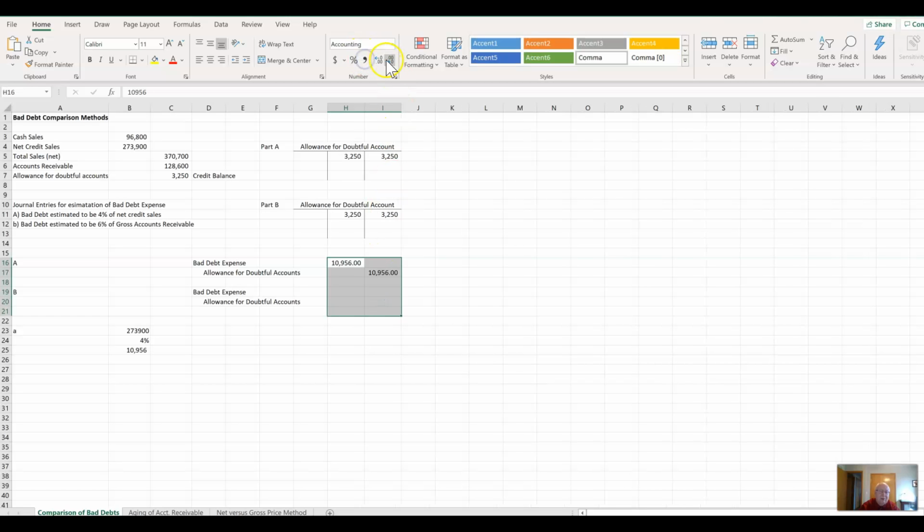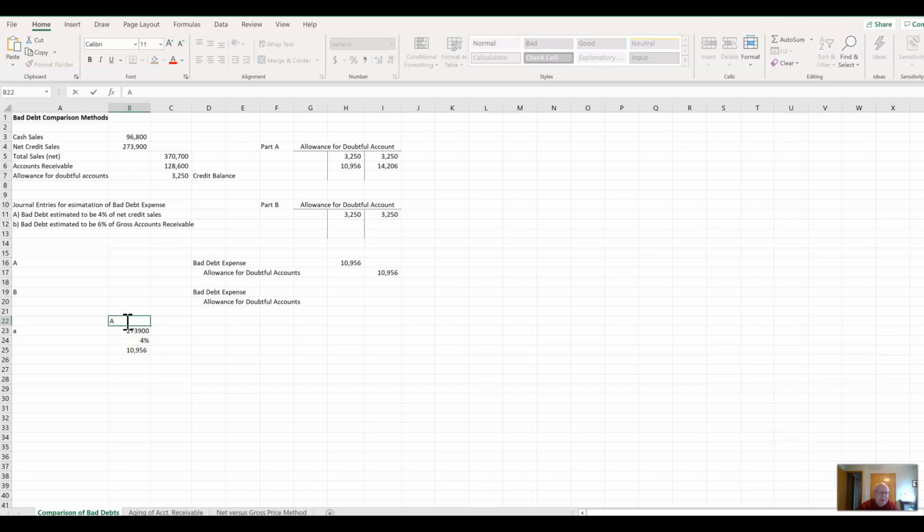Okay, let's put this up here so it looks a little nicer. So we would credit the account for allowance for doubtful accounts, 10,956. And since that's a credit balance already, we would add the two together. In our account, then it would be 14,206. Now this was for method A.